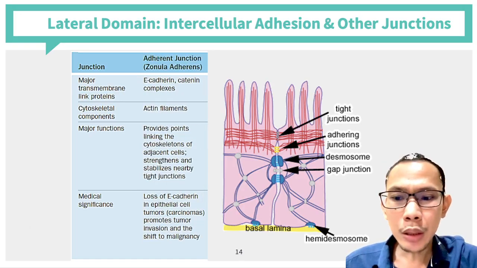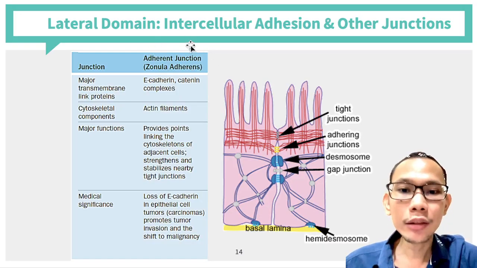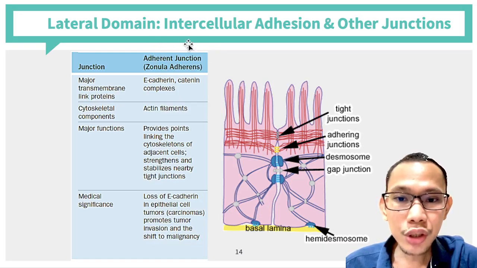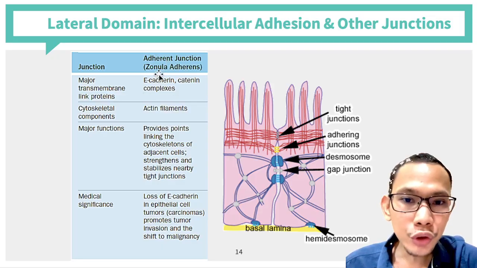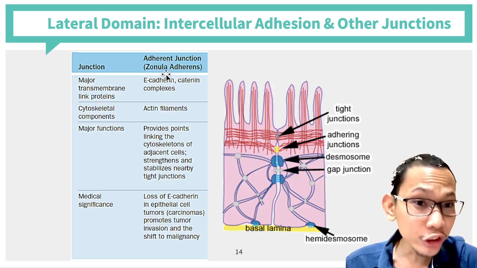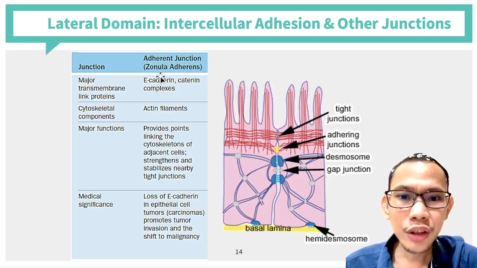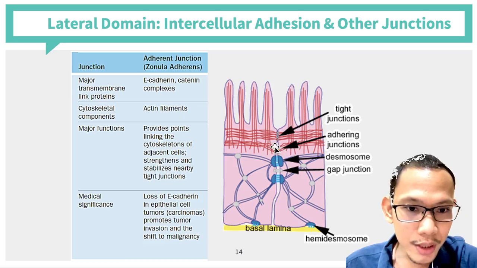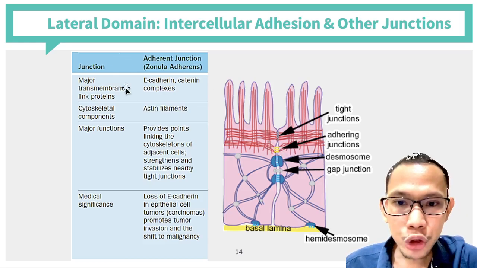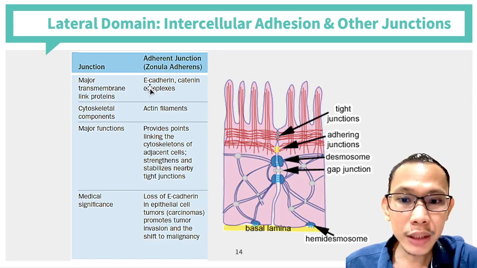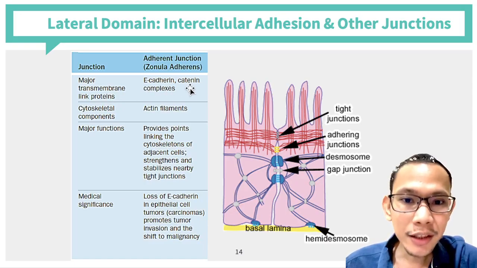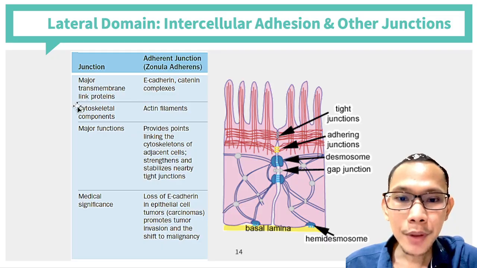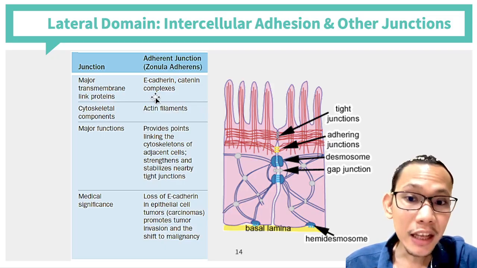So next, we will be talking about your adherent junction. Adherent junction, or what we term as your zonula adherens. Again, they are just similar. Adherent junction and your zonula adherens. Nandito yung ating adherent junctions. And what will be the major transmembrane protein? You have your E-cadherin catenin complexes. Okay? What will be your cytoskeletal components? Similar kanina sa ating tight junction, you have your actin filaments.